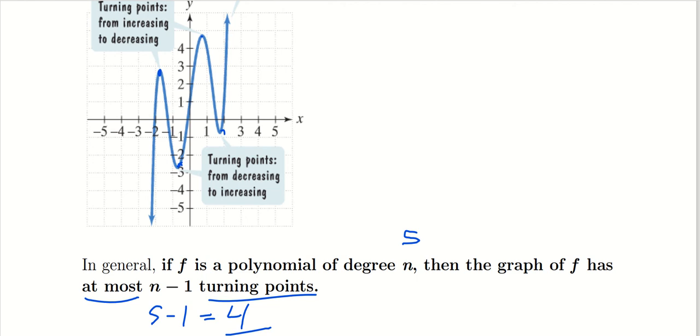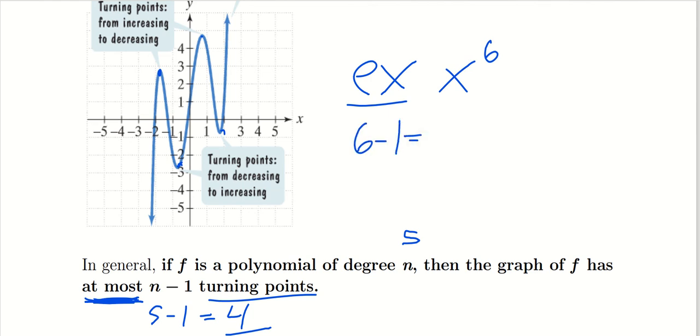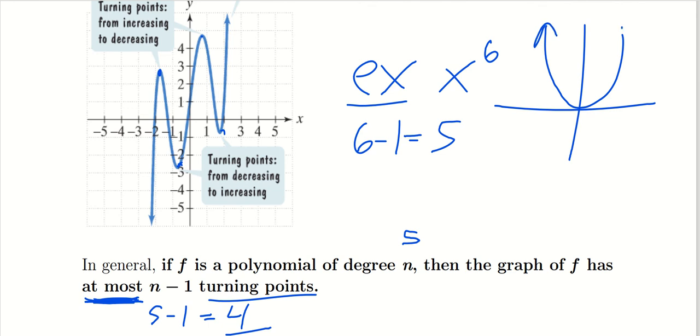Be very careful. You don't always get exactly n minus 1. In general you get at most a number of turning points that is 1 less than the degree of the polynomial. A simple example of this is the graph of x to the 6th. According to this, we would get at most 6 minus 1, which would be 5 possible turning points. However, in actuality, x to the 6th only has 1 turning point, and that's at 0. So be very careful. It doesn't tell you exactly how many you get, but it does give us an upper bound for the most turning points that would be possible.